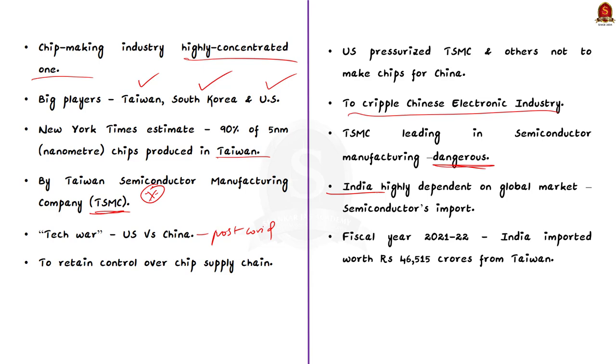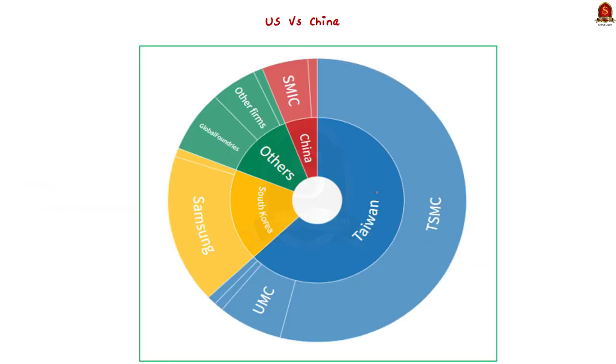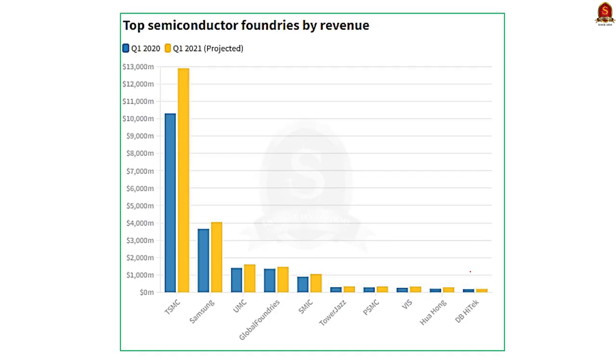Let me explain how far this TSMC stands in the global market. Have a look at this pie chart. You can see that the TSMC focuses solely on manufacturing and has been the go-to producer for many cutting-edge semiconductors. And in terms of revenue also, this Taiwan Semiconductor Manufacturing Company only stands first.